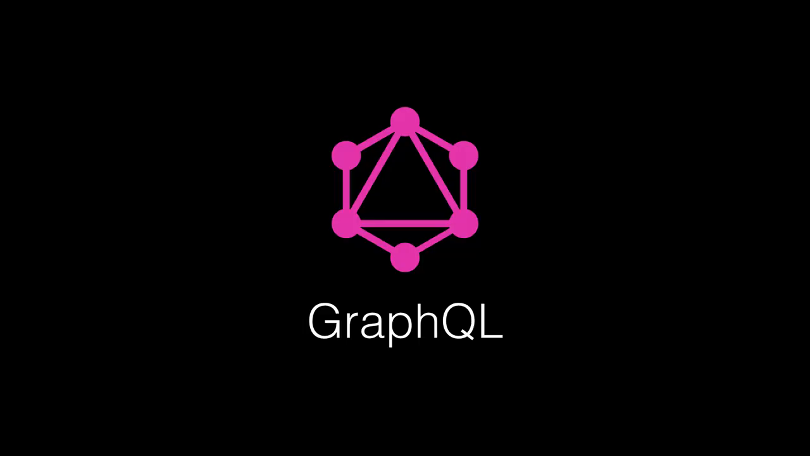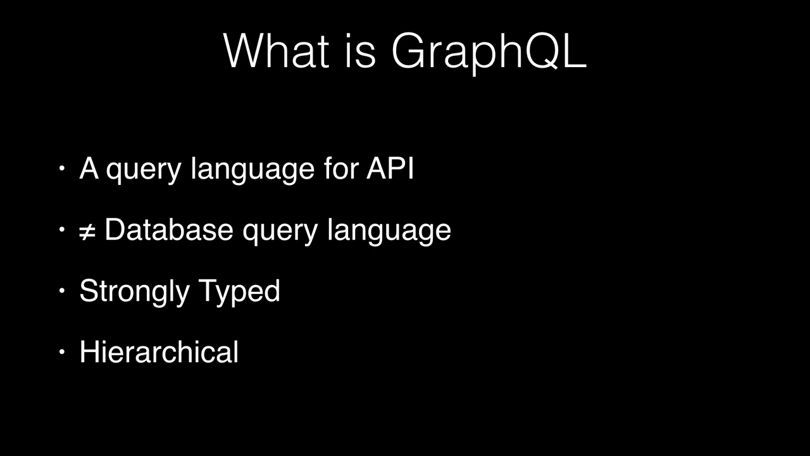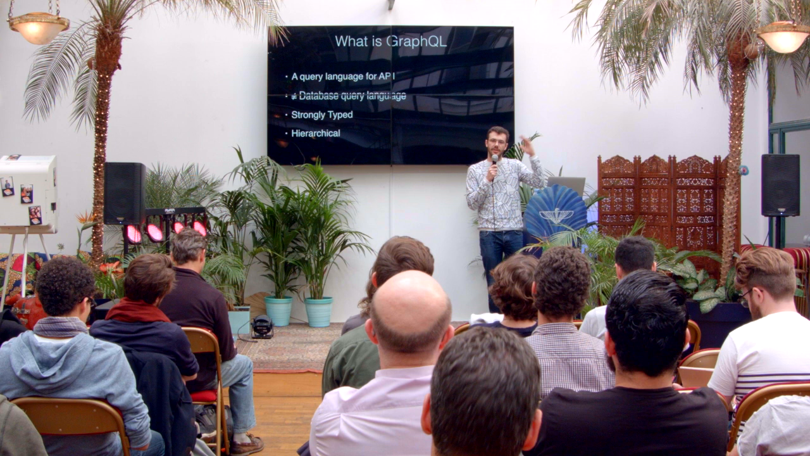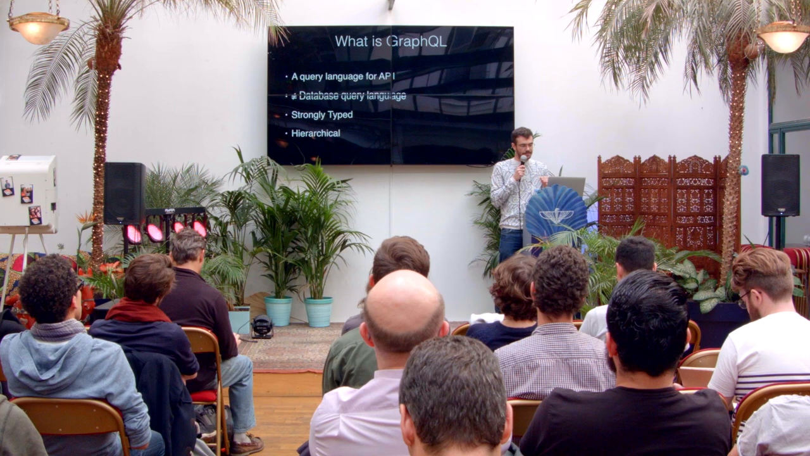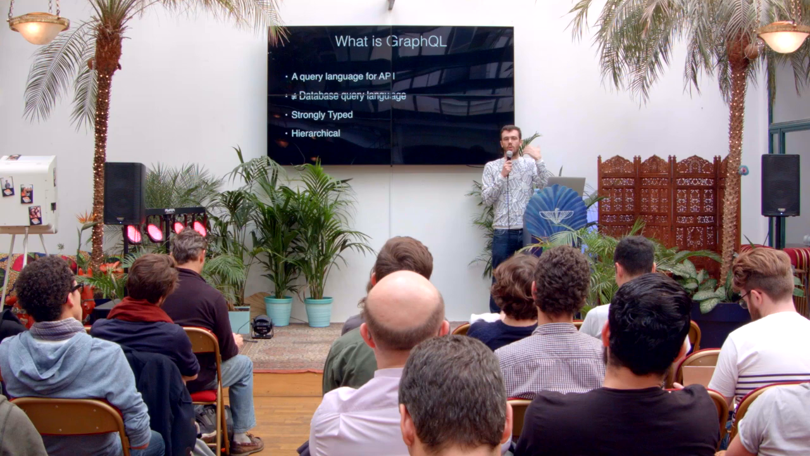So GraphQL. What is GraphQL? GraphQL is a query language for API. It's a query language for API, no database. You won't be able to query a database with GraphQL, only the endpoint API that you will define. It's strongly typed, and like the name implies, it's based on graph data, so everything is hierarchical.